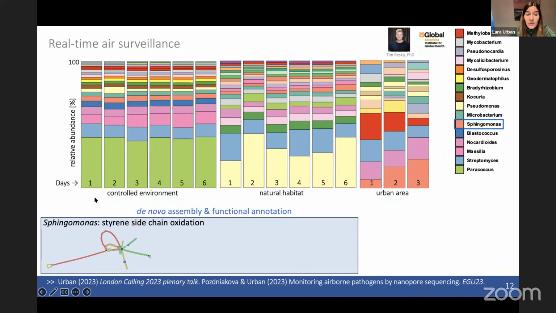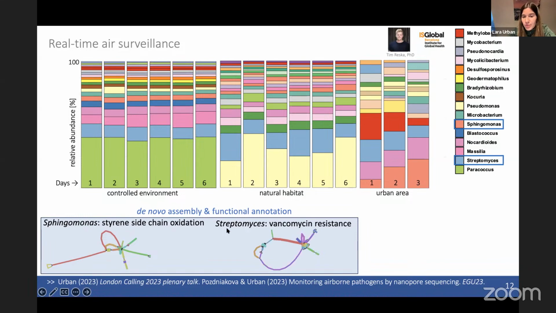In this case, for example, for the Sphingomyces bacterium, we found evidence of functions for styrene side chain oxidation, which amongst others can help microorganisms to digest microplastics. This was really interesting because, in this really preliminary data, we find a clear enrichment of Sphingomyces in more polluted areas in the urban area, letting us hypothesize that Sphingomyces might be a biomarker of pollution because of its potential ability to degrade polluted matter such as microplastics.